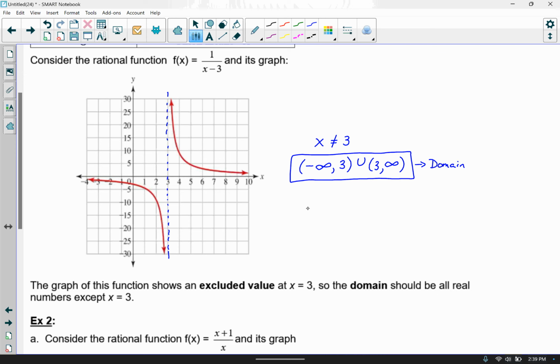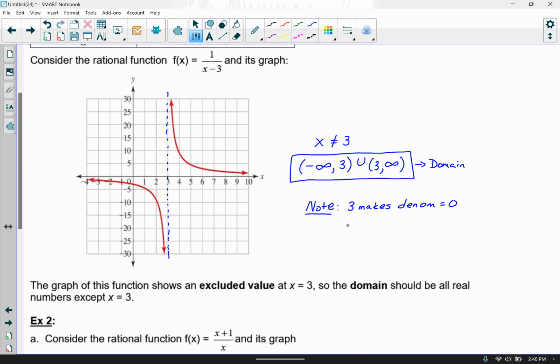Here's what I want you to note, because this is going to be important if we don't have a graph sitting in front of us. How do we find this domain? What do you notice about 3? What does 3 do to your function? Hopefully you recognize 3 would make that denominator equal to 0. So I'm going to write here that 3 makes your denominator equal to 0. It's, in other words, our excluded value.